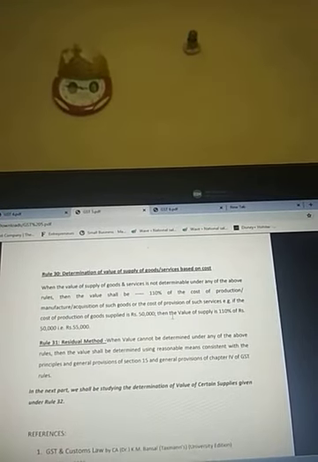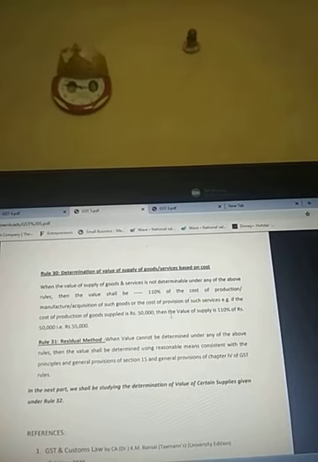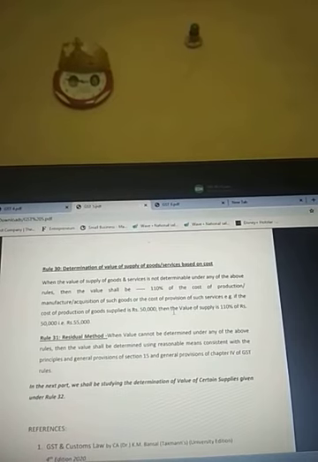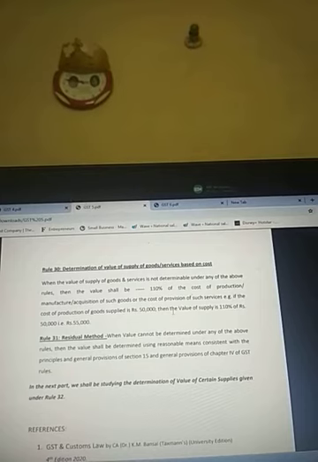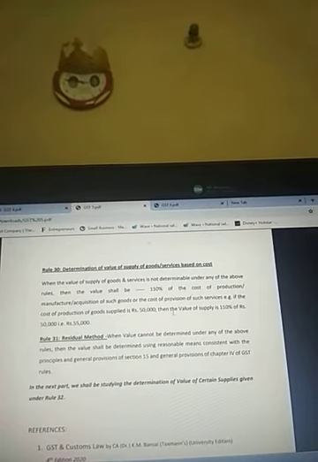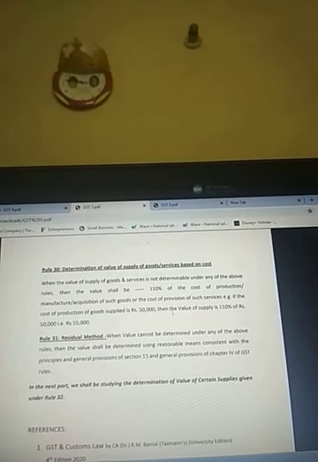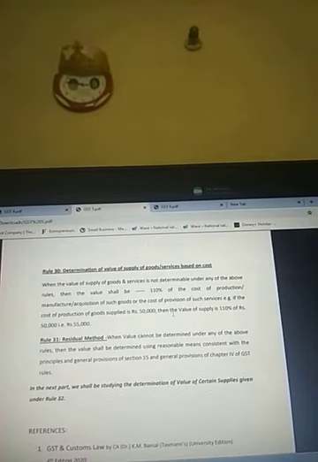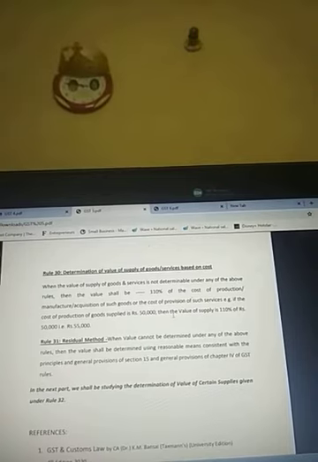Rule 30, value of supply of goods or services based on cost. When the value of supply of goods and services is not determinable under any of the above rules, then the value shall be 110% of the cost of production, manufacture, or acquisition of such goods, or the cost of provision of such services. For example, if the cost of production of goods supplied is 50,000, then the value of supply is 110%, that is 55,000.